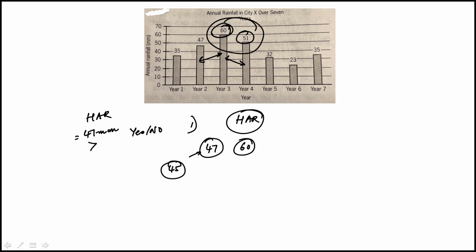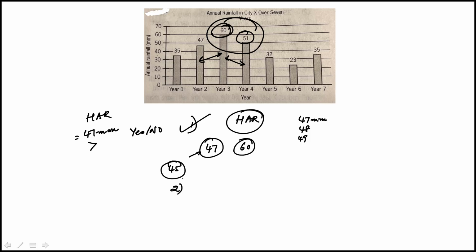Which means the HAR will be less than these two values and has to be greater than 47. So it could be 47 or higher, 48, 49, and therefore the answer is a definite yes when we look at statement 1 alone.